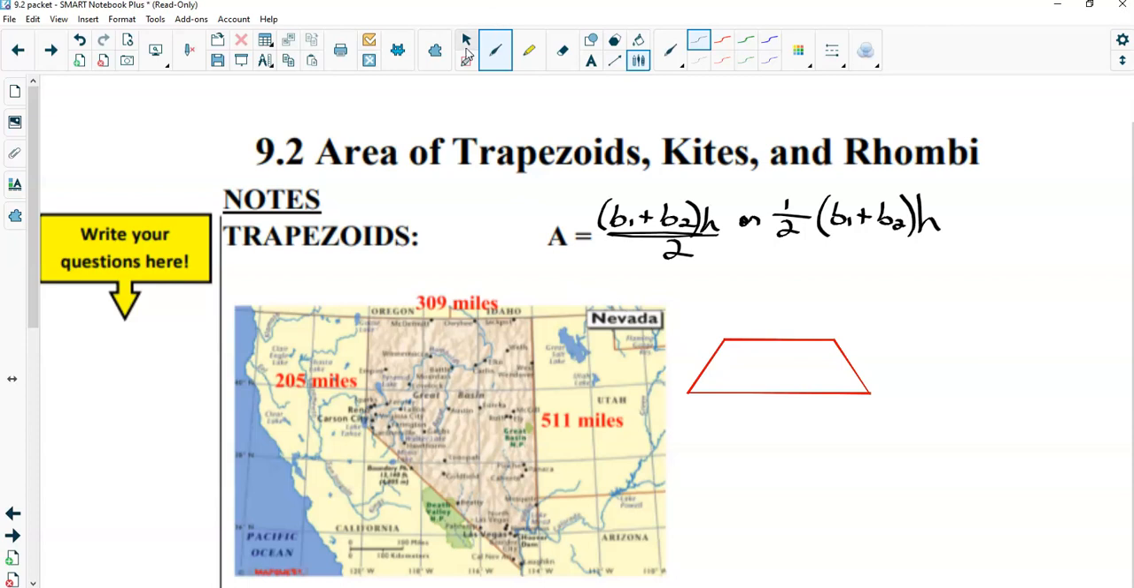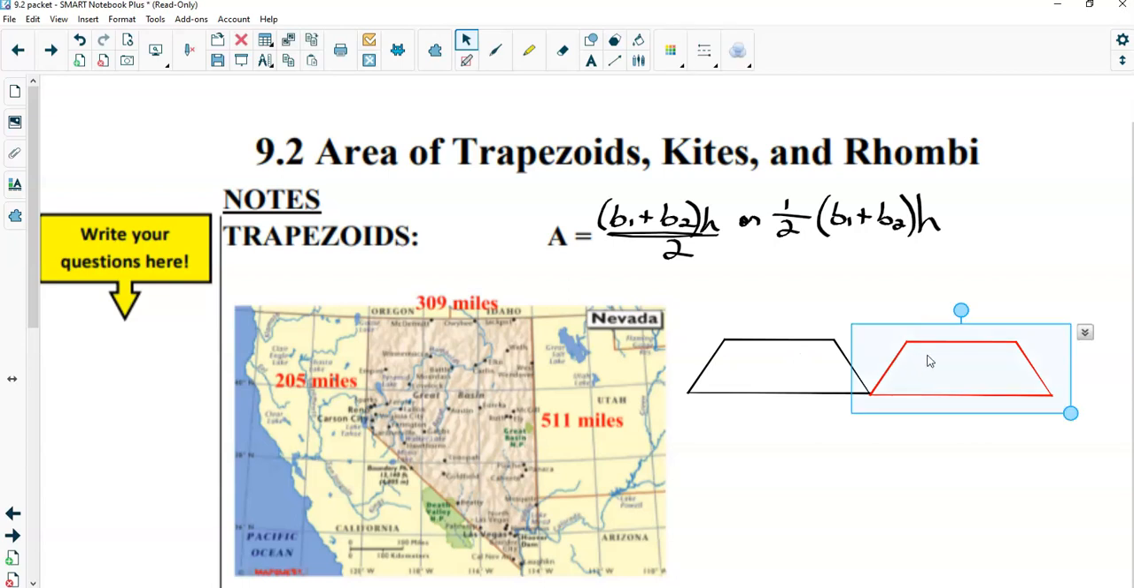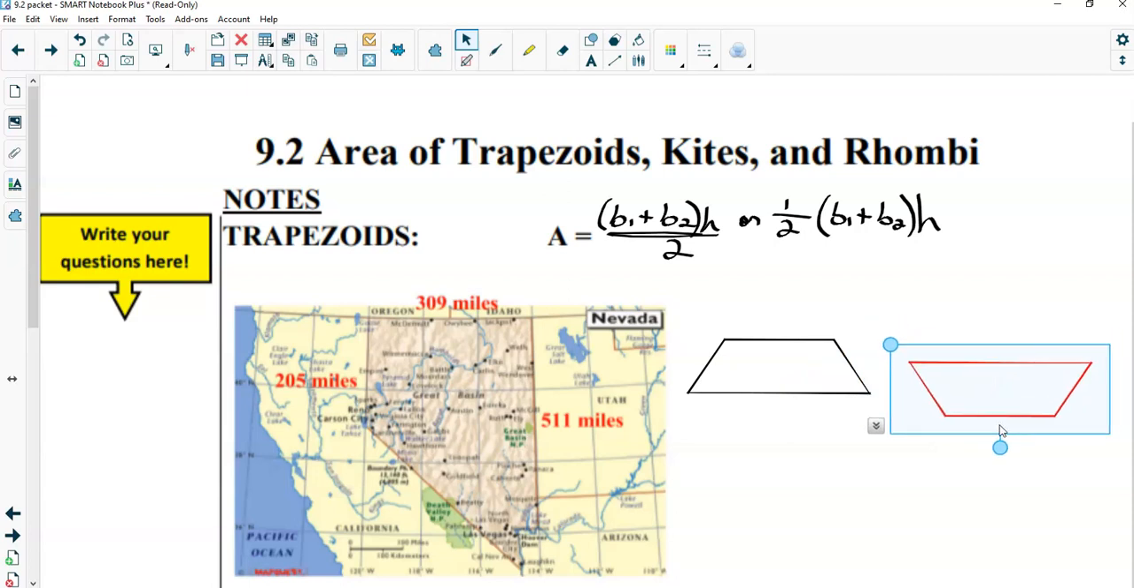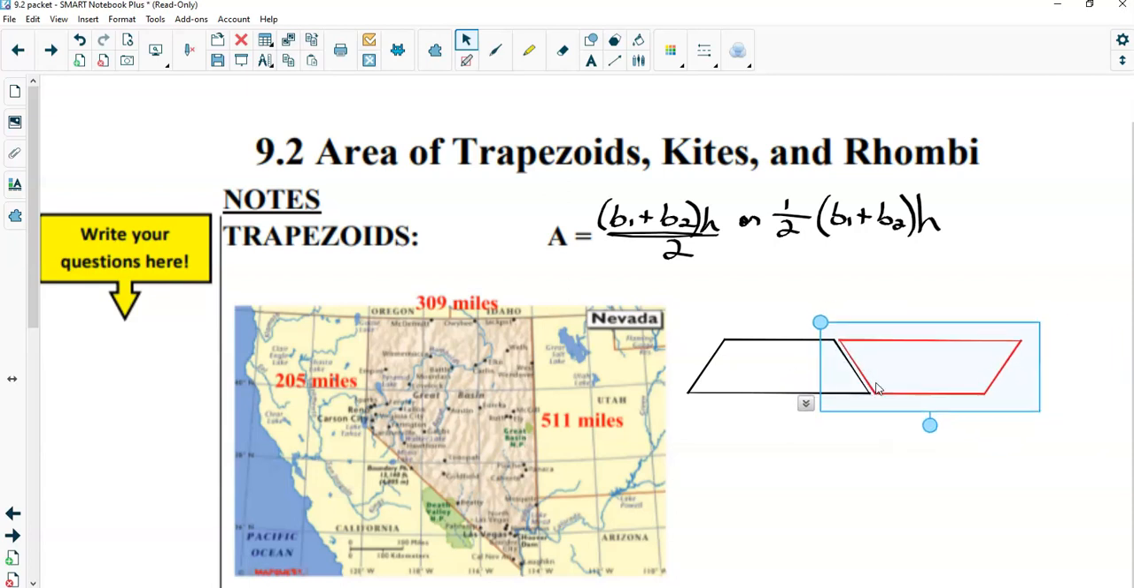And the reason for that is because when you have a trapezoid, notice I have a trapezoid right here. If I double it, here is base 1, here is base 2. But if I take this and turn it around and put it together, notice it forms a parallelogram. So here is your base 1, here is your base 2 times the height. And then you cut it in half because you only want one trapezoid. You see, if you had 2, that would make the whole parallelogram.